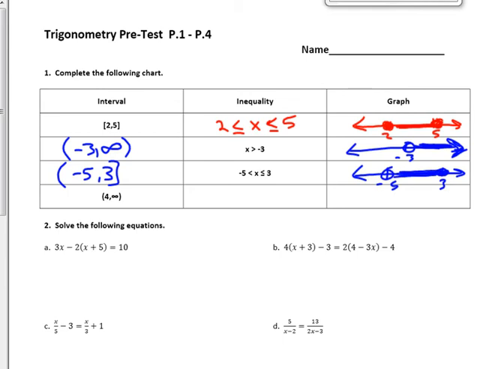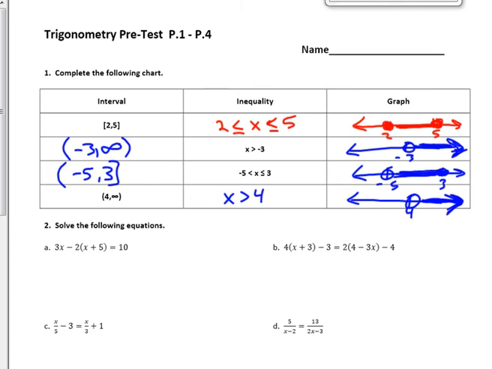The next one, from 4 to infinity. Again, I think the graph, when you have infinity in here, is easiest to make. So I'm going from 4 to infinity. There's an open circle parenthesis at 4, so it ends up looking like this. My inequality is I'm looking for all the numbers that are bigger than 4.